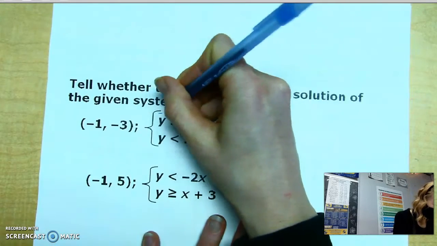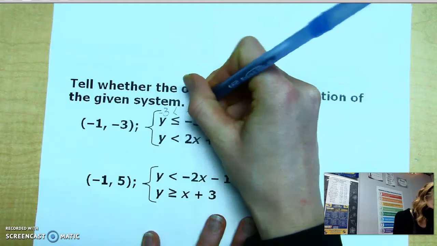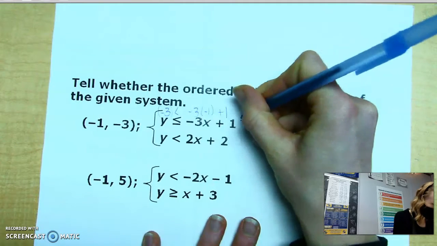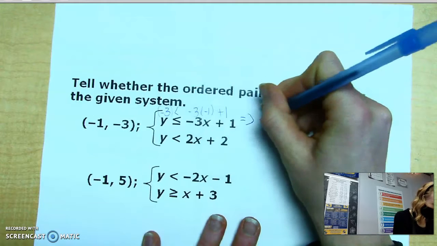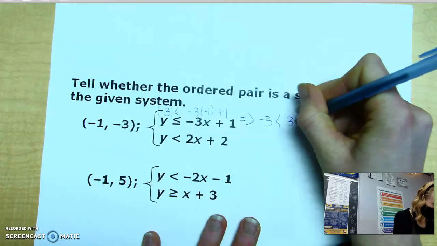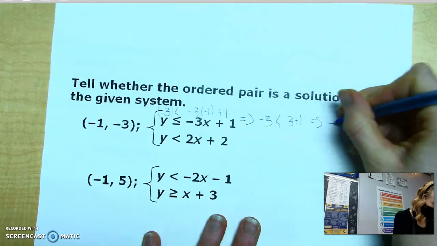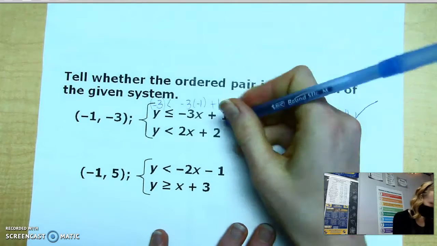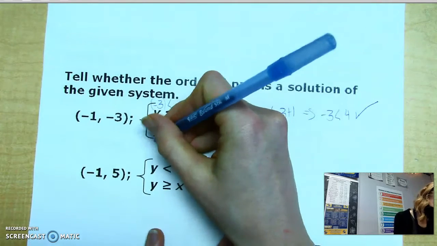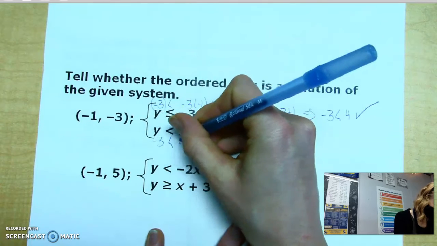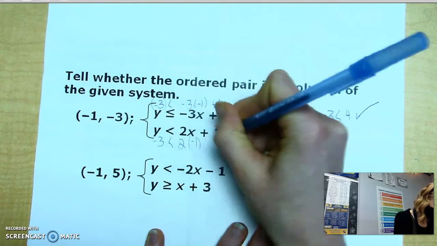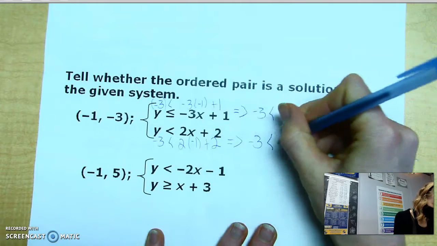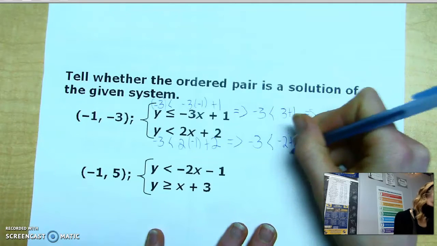So if y is -3, is that less than -3 times -1 plus 1? Well, if you do that, you're going to get -3 is less than 3 plus 1. So -3 is less than 4, which is true. But remember, you need to check both, and it needs to be true for both inequalities. So you need to check, is -3 less than 2 times -1 plus 2? Well, yes, it is. -3 is less than -2 plus 2, which is 0.